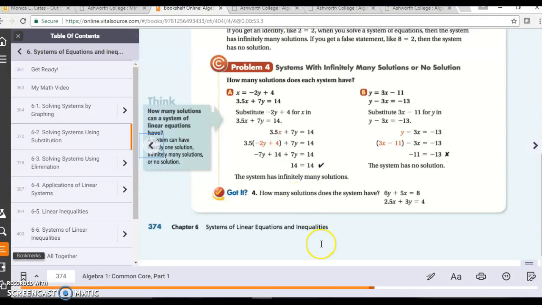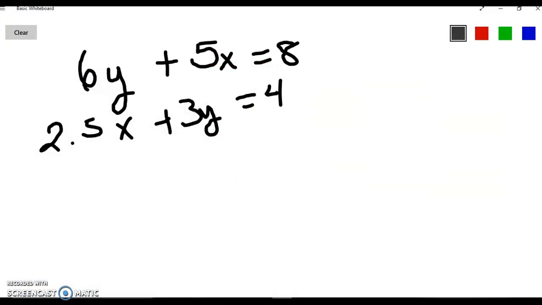Let's look at the guided number 4. I've written it here on my whiteboard and I need to solve it, so I can either use elimination or substitution. So I'm going to use elimination and I'm going to multiply my bottom by negative 2 so that I have a negative 6 and a positive 6.